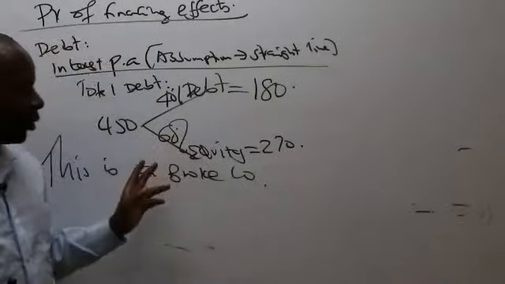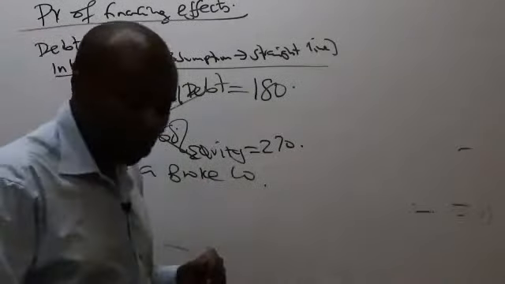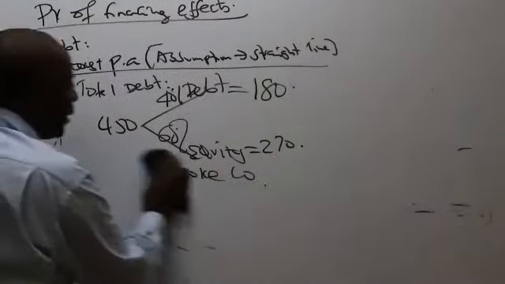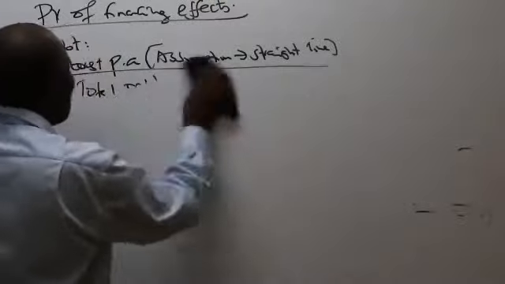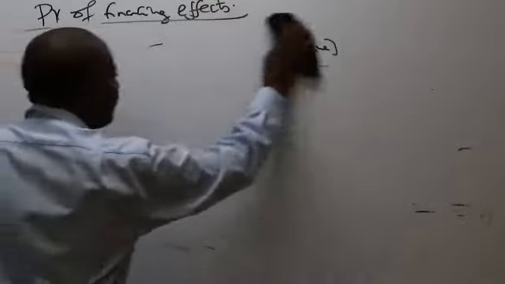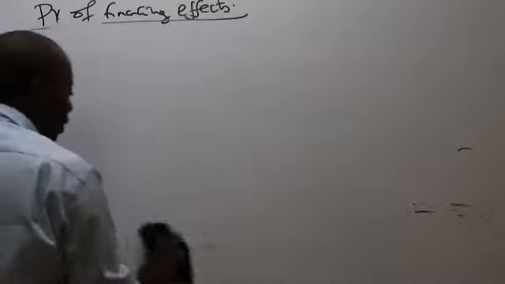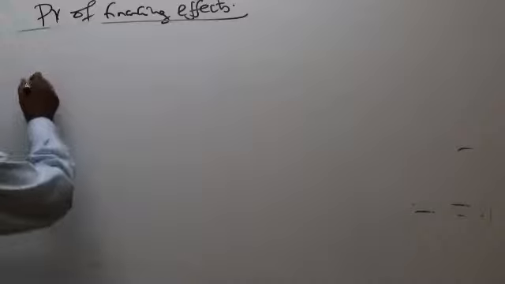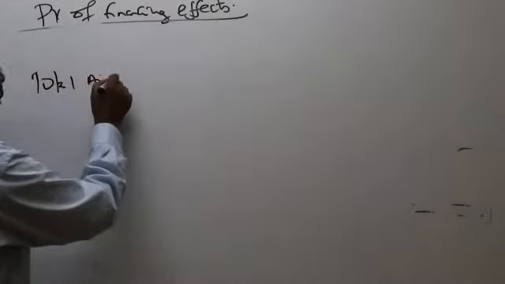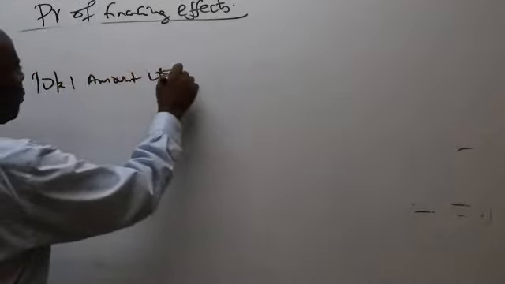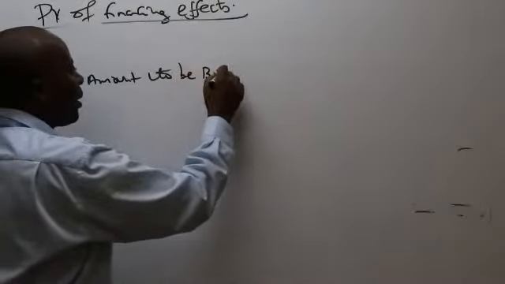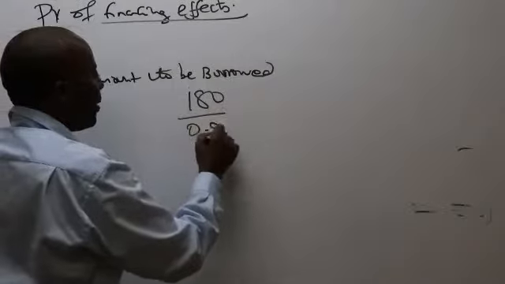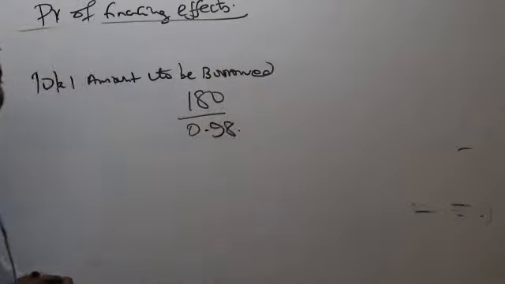Therefore, the total amount to be borrowed will be 180 divided by 0.98.